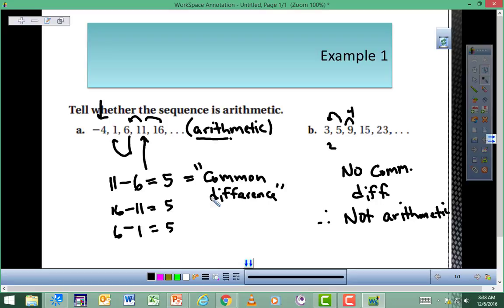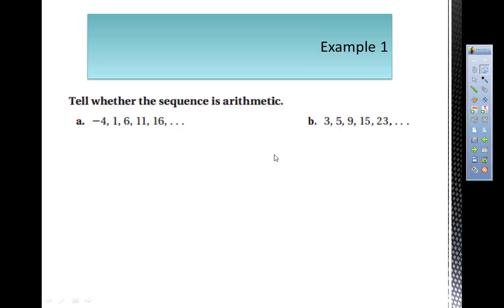These are little tricks of the trade, so we want to be able to spot these things. The first types of problems you're going to have on your study guide and also for homework are these types, where you just check whether there's a common difference or not. Okay, well now we move on to a little bit harder problem.